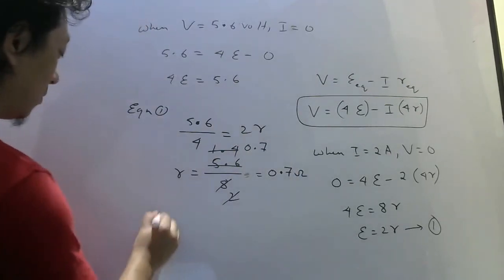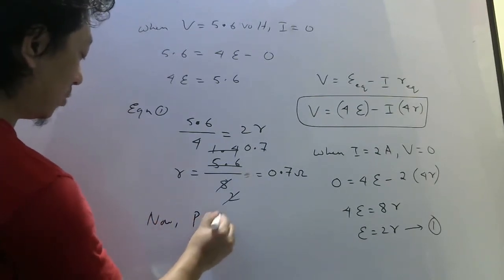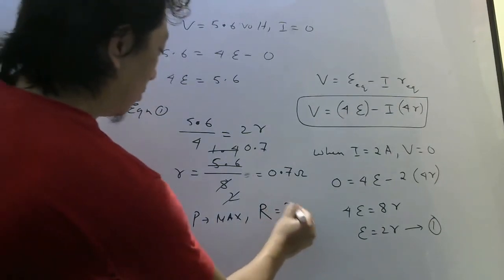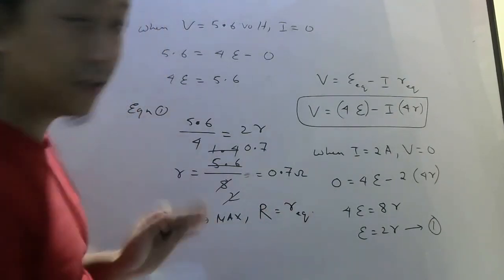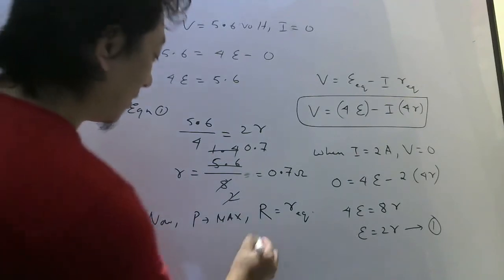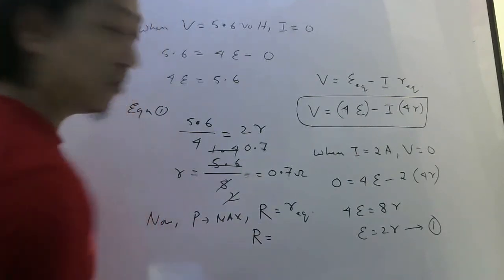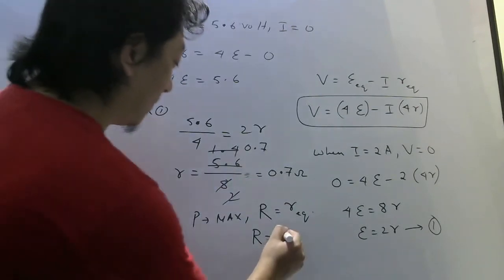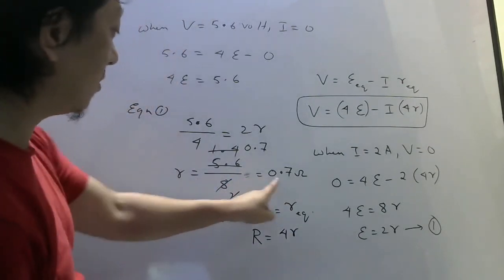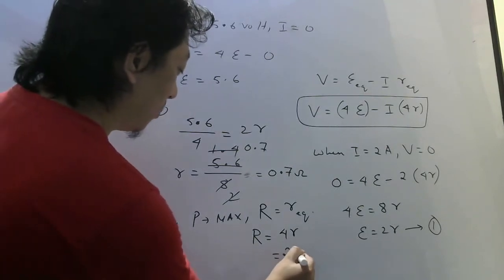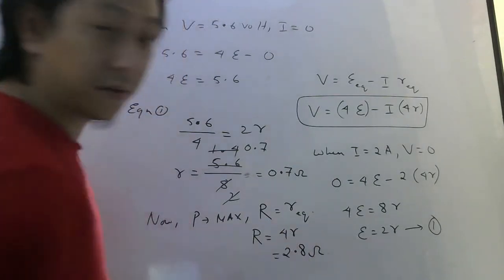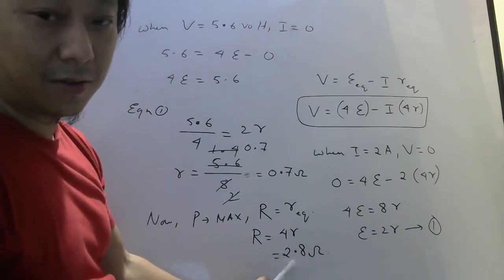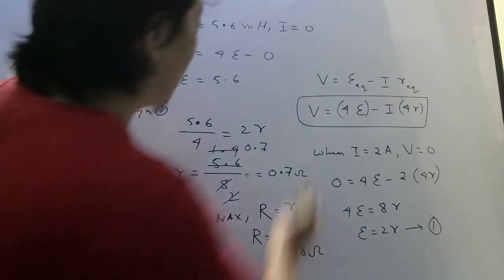Now, when power should be maximum, external resistance should be equal to equivalent internal resistance. So external resistance should be how much that time? Equivalent internal resistance is not small r, it is 4R. R we found 0.7. So this will be 2.8 ohm. So once we know the external resistance when the power is maximum, we can now find the current.